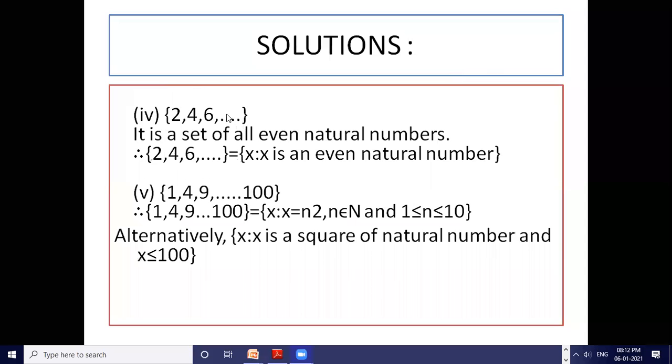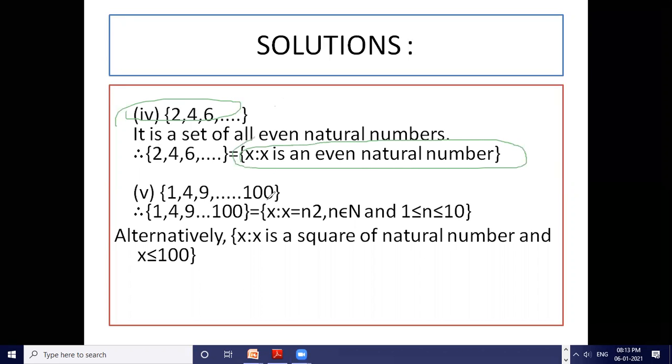Okay, next 2, 4, 6. So what is this? Okay, you should have the capability to identify the numbers. These are all even numbers, right? So I can write like that. 2, 4, 6 is equal to x such that x is an even natural number.